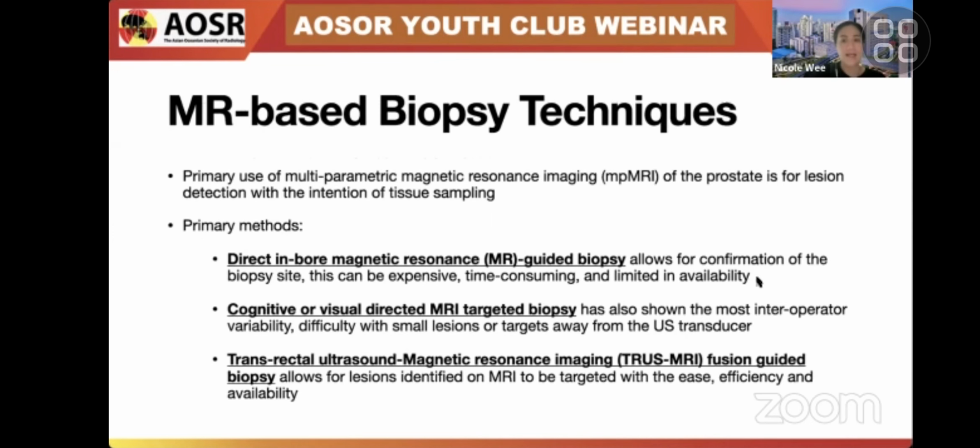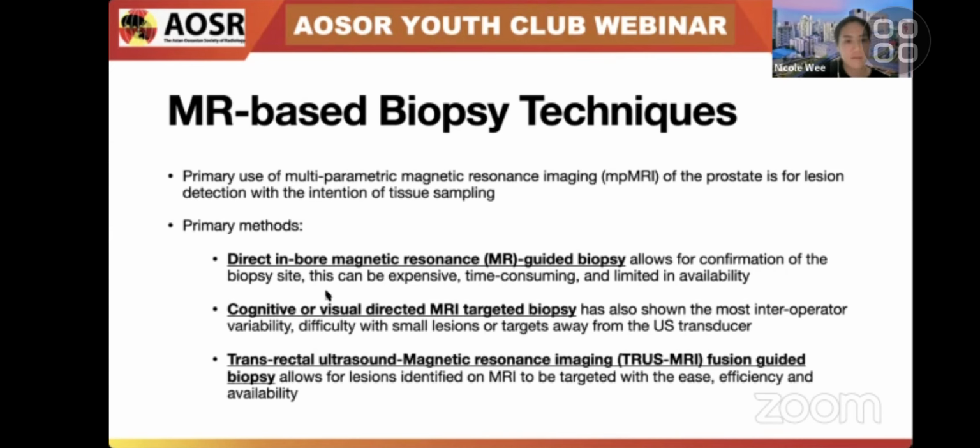3 main techniques. The primary use of multiparametric MRI of the prostate is for lesion detection with the intention of tissue sampling. So the 3 main techniques would be the direct in-bore MRI guided biopsy, the cognitive method, or lastly, the fusion technique, which I'll be focusing most on today because it is sort of the gold standard method right now.